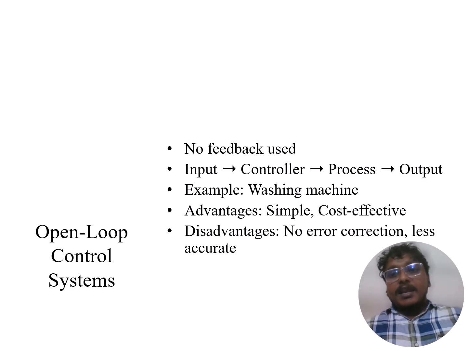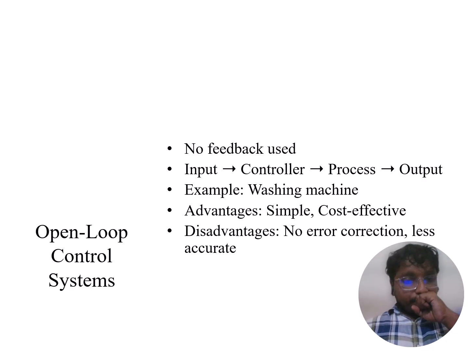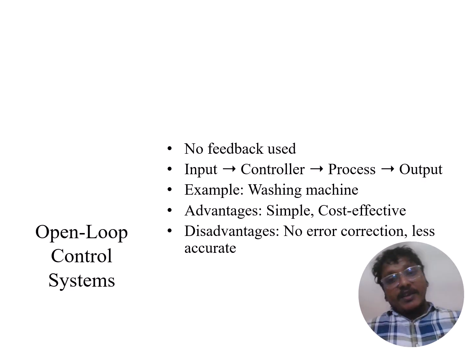The best real-life example is a washing machine. The advantages are that it is very simple and very cost effective. The disadvantages are that there is no control and it is not accurate. For example, if we want a certain value, that value may or may not come, it may go beyond, or it may be much less. That happens in the open loop control system, and no error corrections happen, since there is no control.